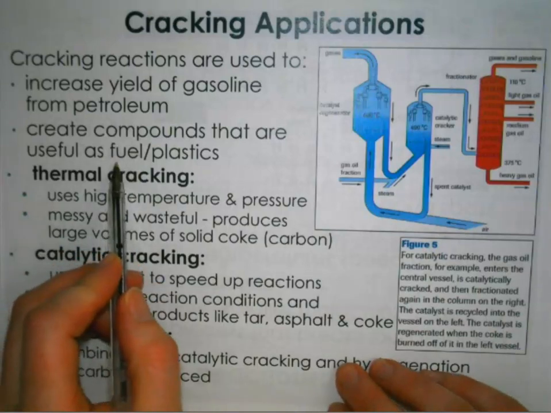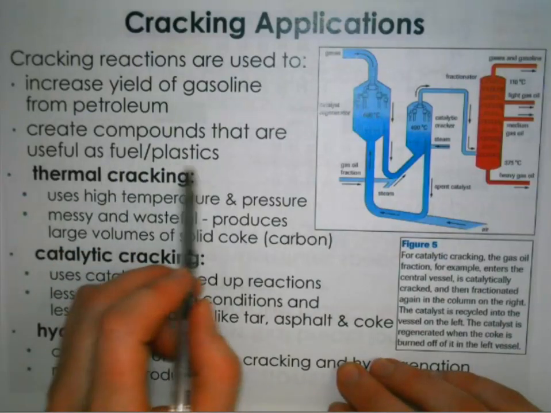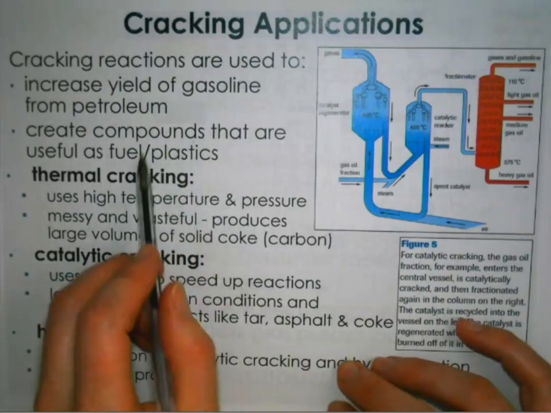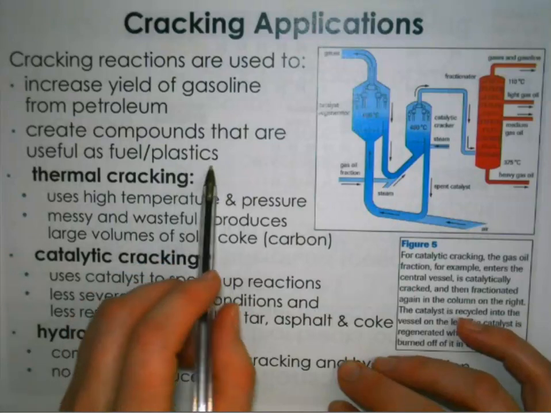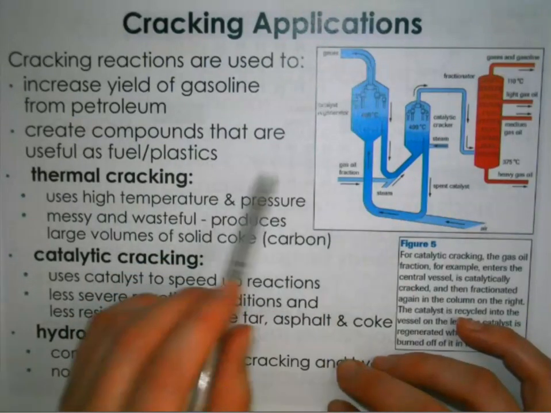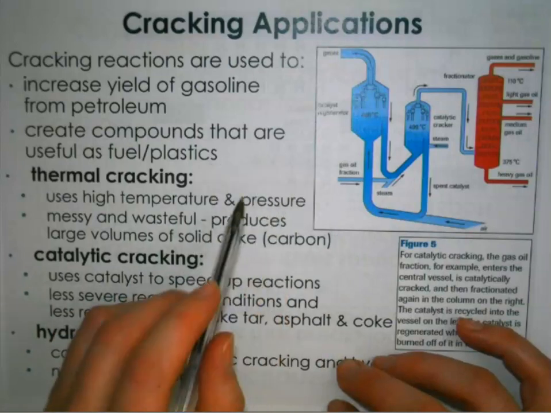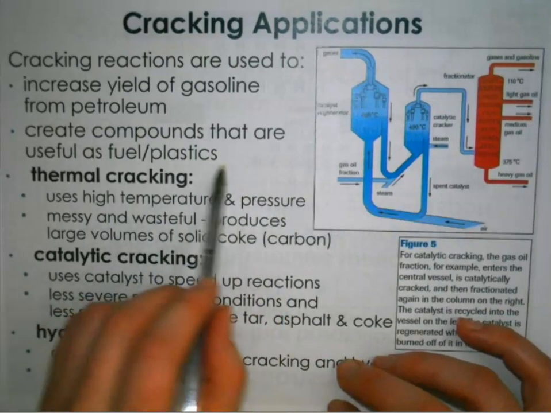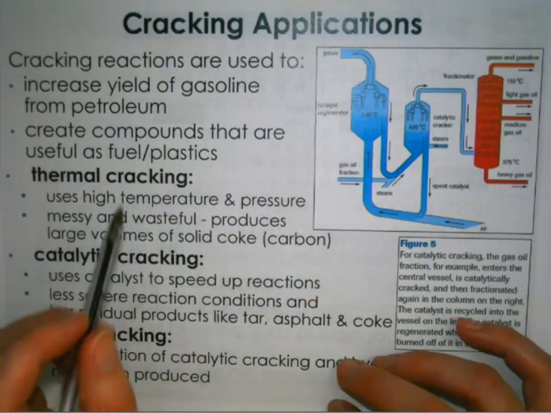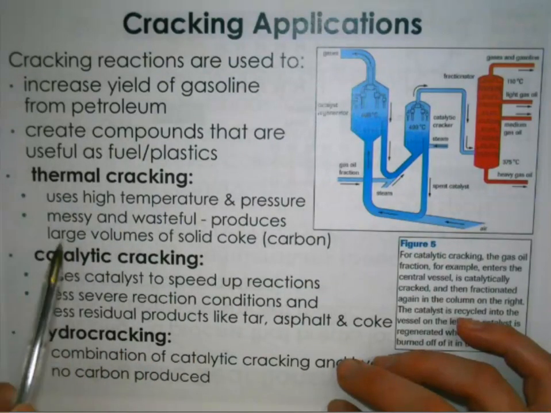Plastics also, like we saw on the previous page with the ethene, are usually made out of small hydrocarbons like ethene that are combined to make long chains that repeat that particular hydrocarbon. So we'll look at how those smaller molecules are linked to make desirable longer molecules later on.